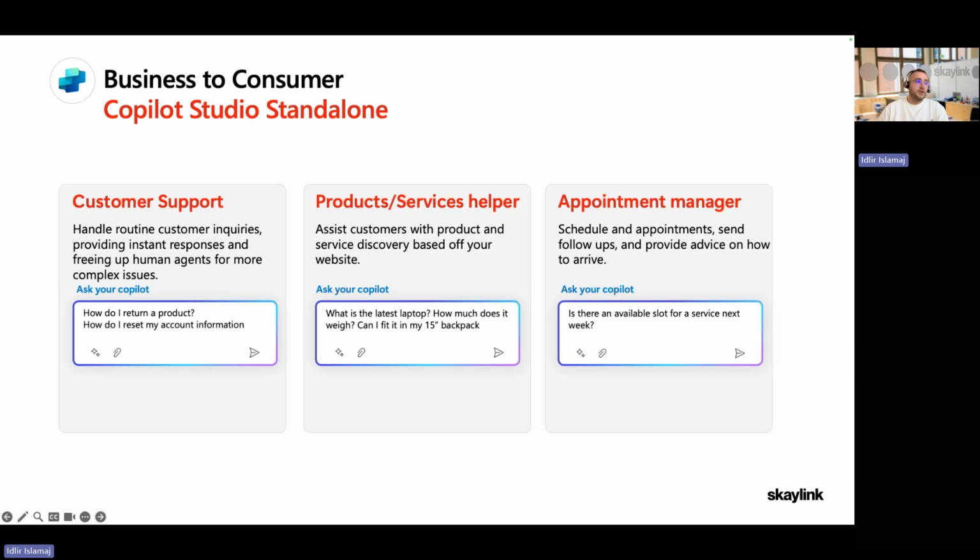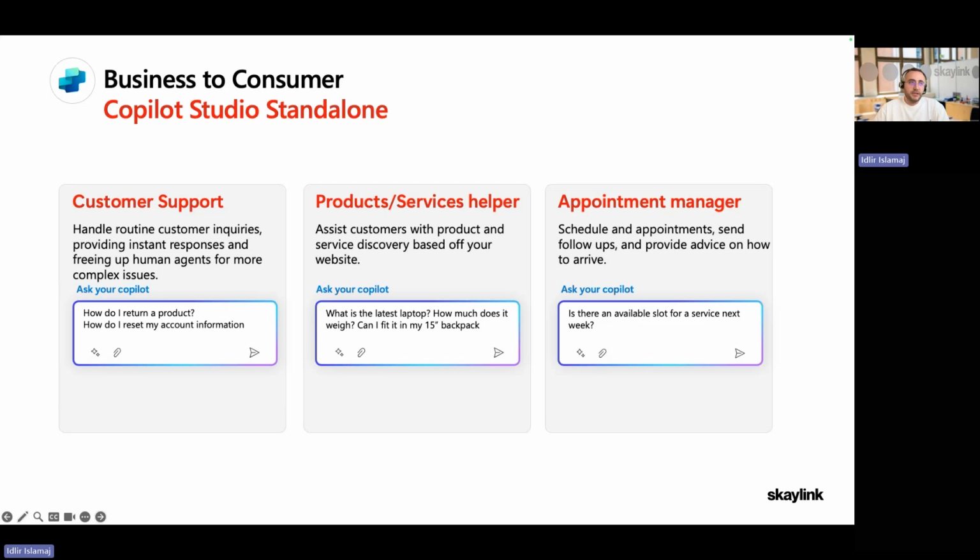The bot can also assist customers with product and service discovery. So if you offer different kinds of services or products, then you might need a bot which gives back information about your products and services to the customers. So for example, in this case, what is the latest laptop? How much does it weigh? And so on. This is information that can be retrieved from your products and given to the end user, in this case, your consumer.